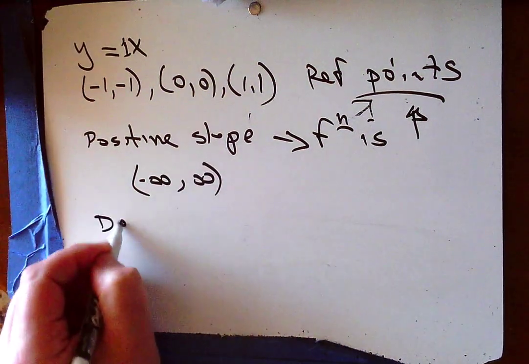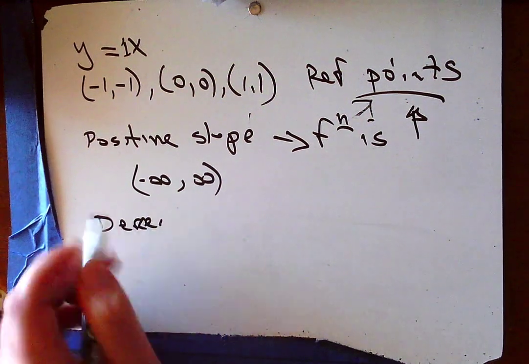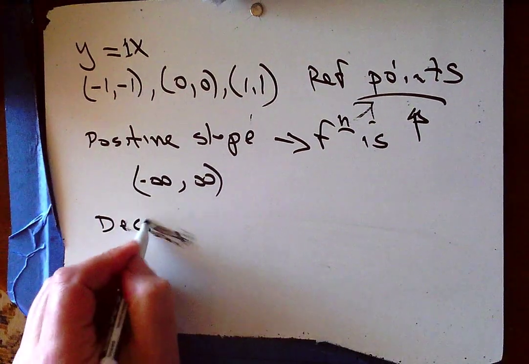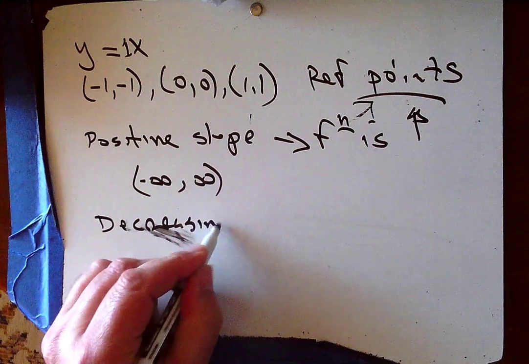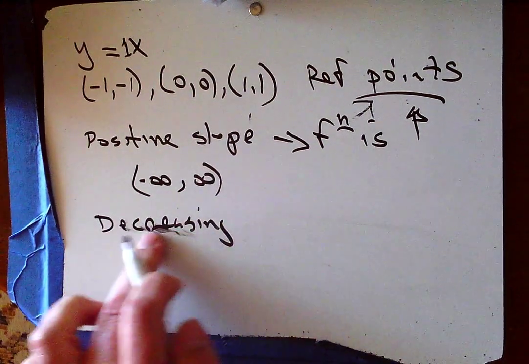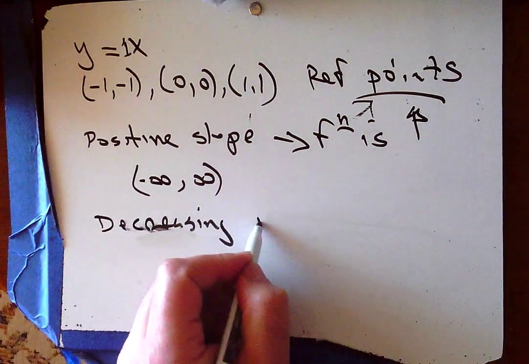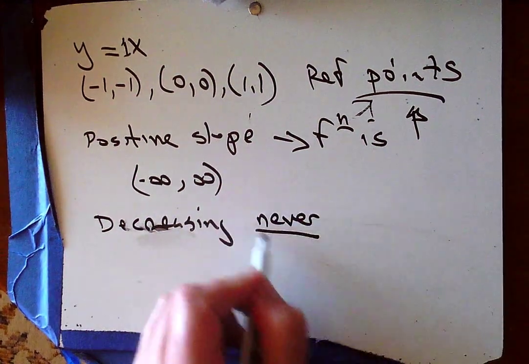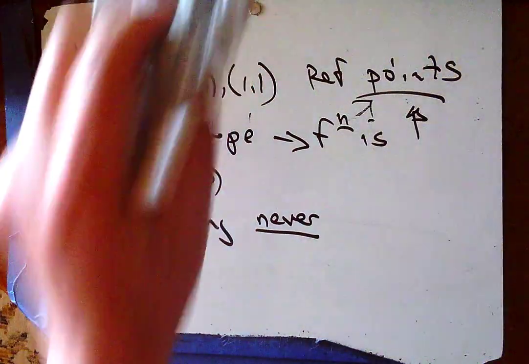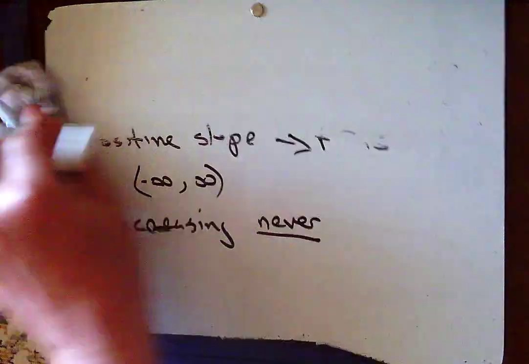Decreasing, however, I would need a negative slope. I don't see any negative slopes. I don't see any going downhill on this linear equation, y equals x. So decreasing is just never. Never decreasing. Okay? So there's our first reference graph, y equals x, the linear equation.